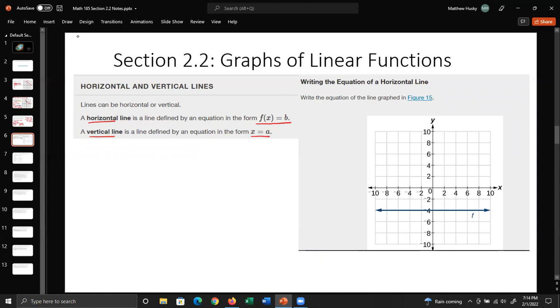Here, what you will notice, this is at -4 right here. This is the y value. So if you're going to write an equation for this graph, that just means f of x should equal -4. And then because it equals just a number, there's no slope, there's a zero slope.